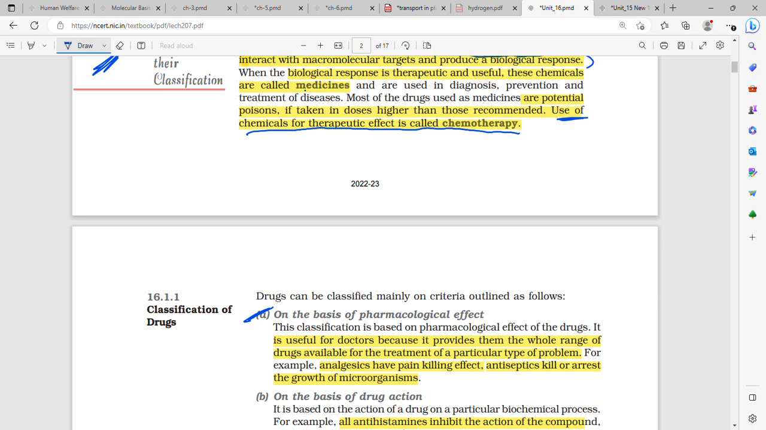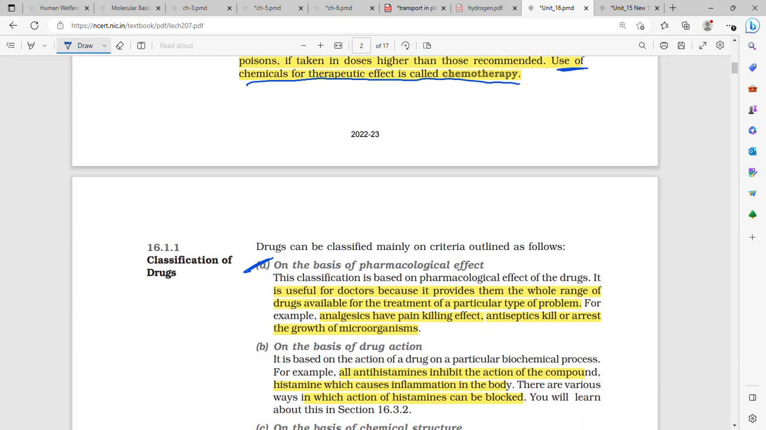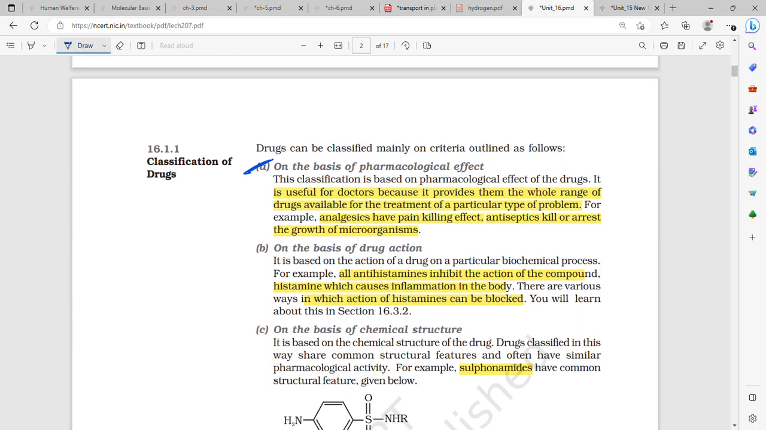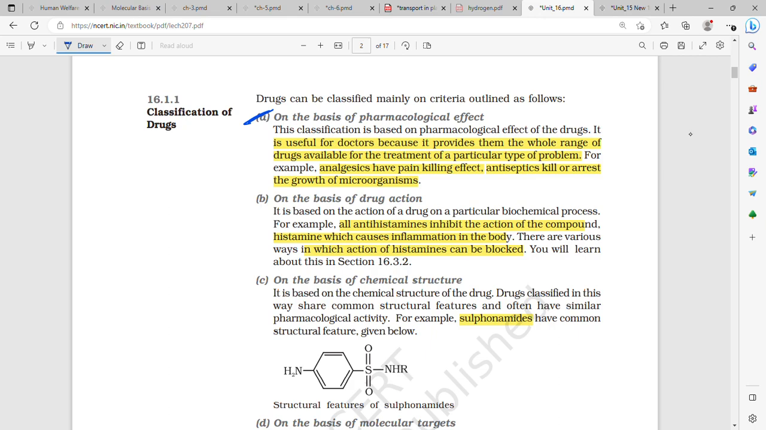Use of chemicals for therapeutic effect is called chemotherapy.